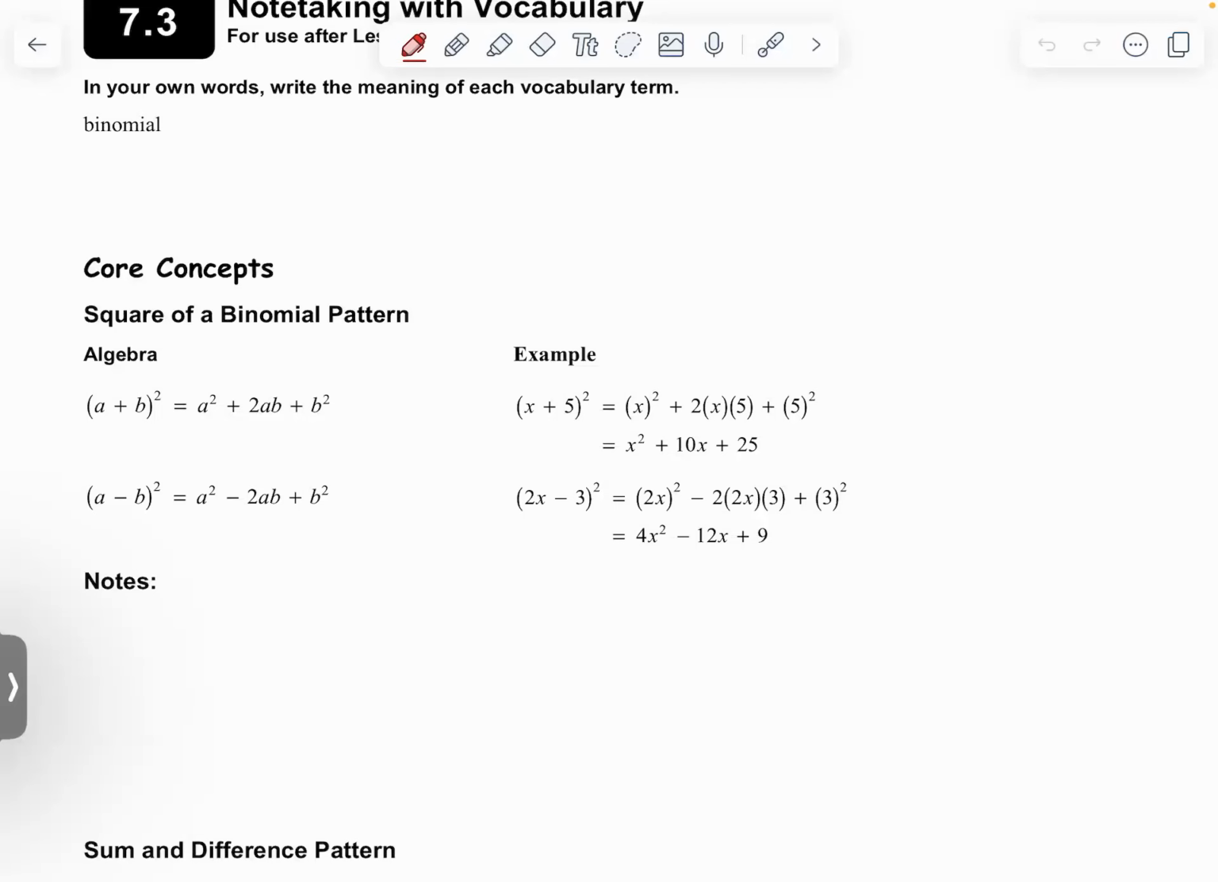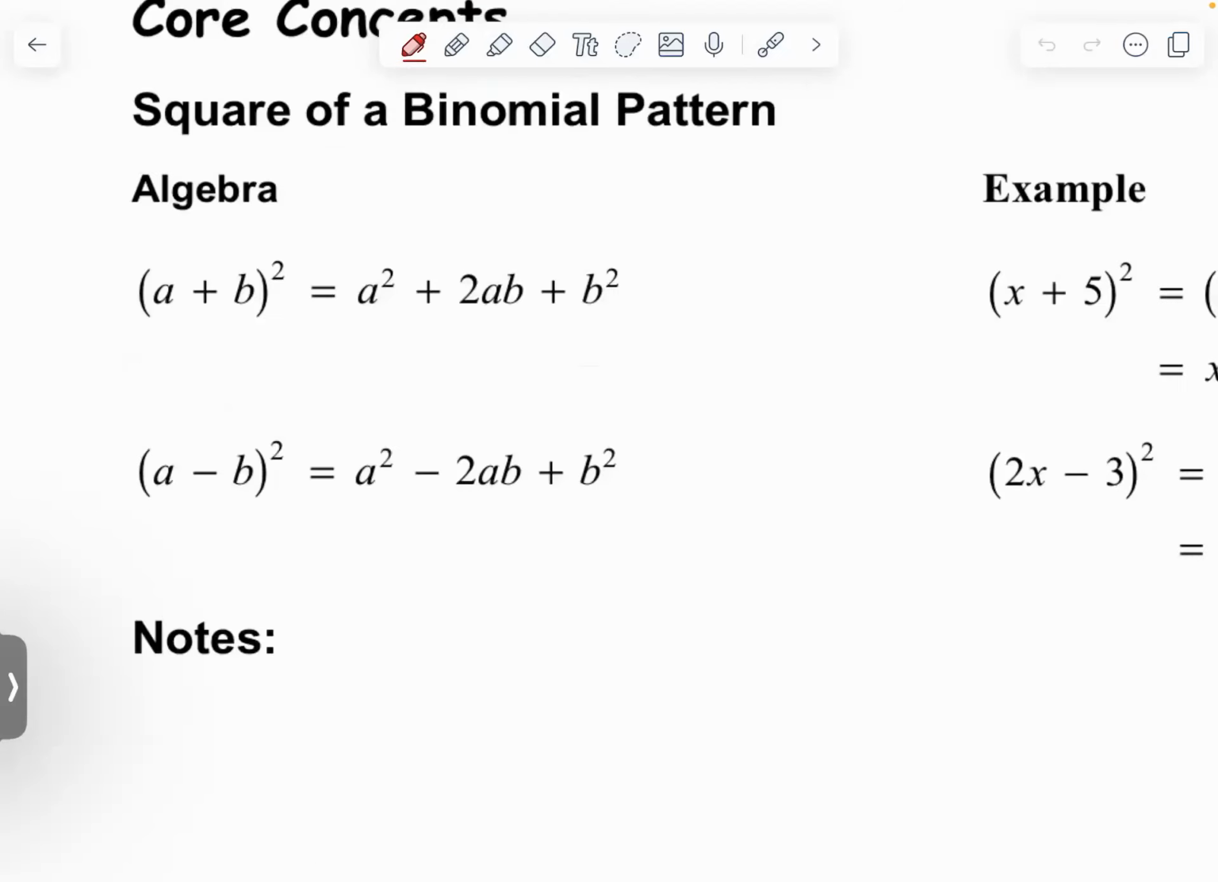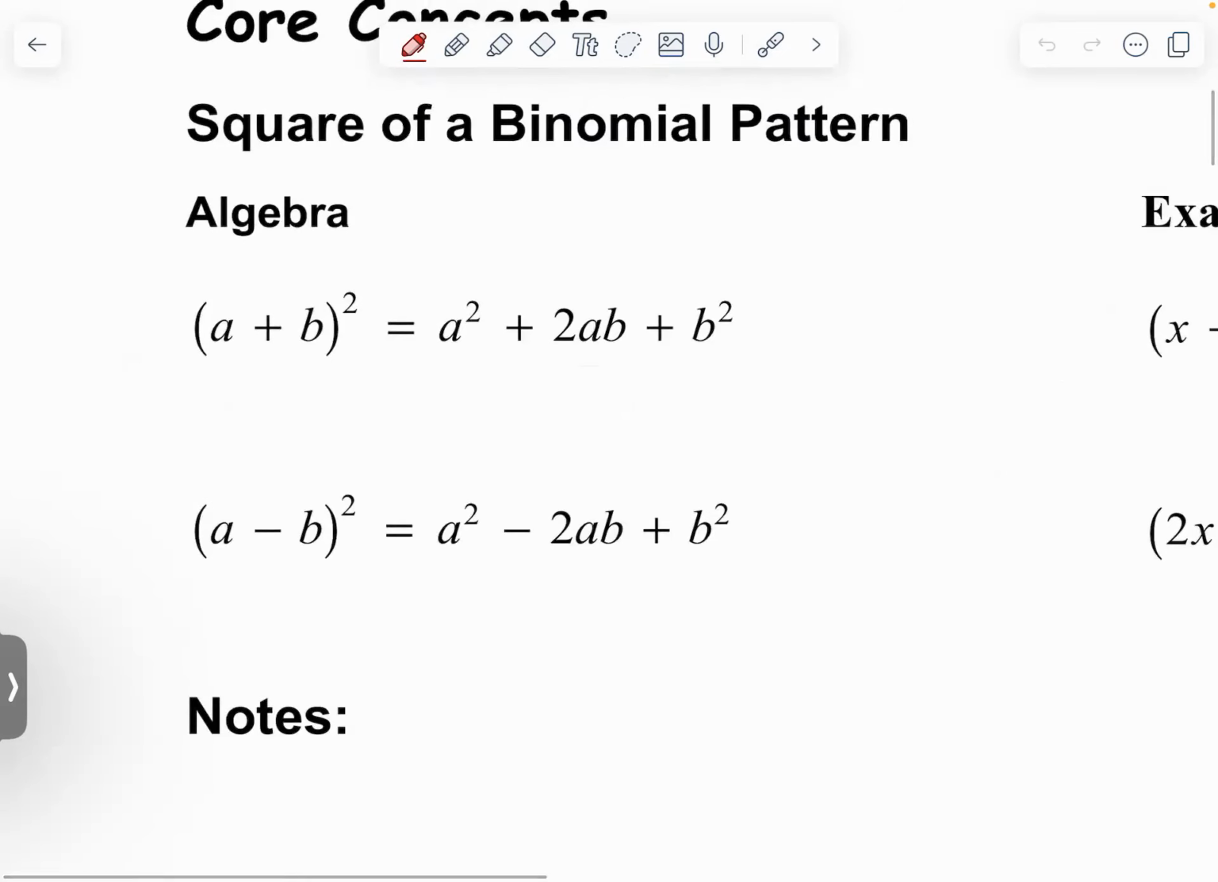All right, so we're on page 216. Basically, this is a section where we just notice some special patterns. Special pattern number one.